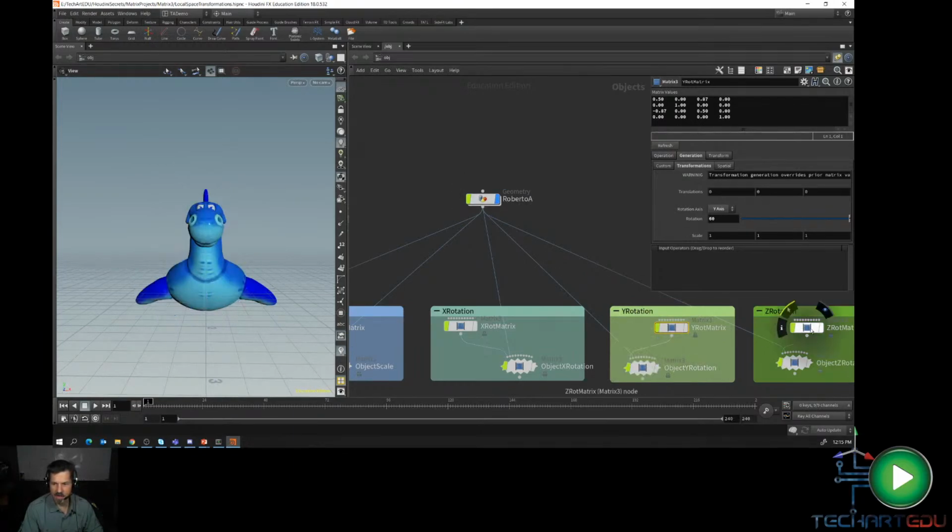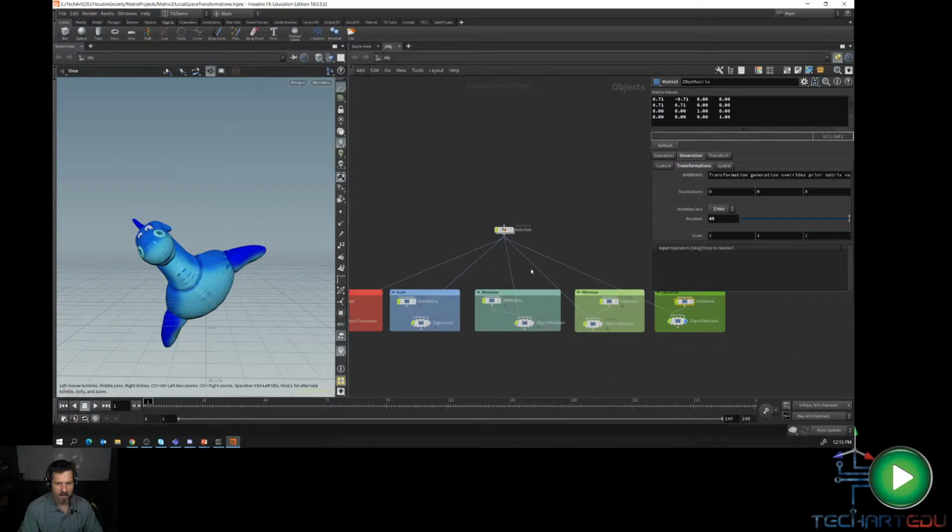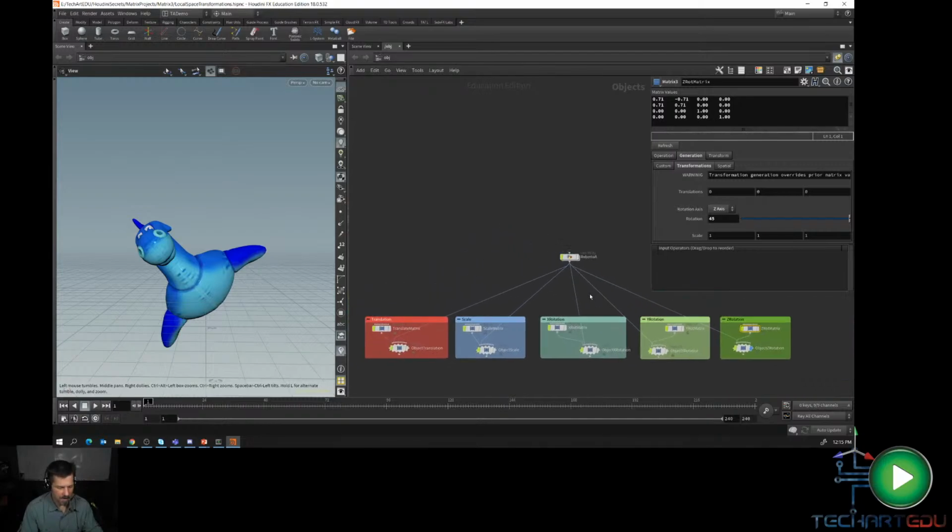We're going to rotate around the z-axis 45 degrees. And here are our sine and cosine values put inside the matrix. So this is what my Z matrix looks like. Okay, let's see what Roberto looks like with the Z axis. We rotated Roberto along the Z axis 45 degrees. All right, now we have a whole bunch of transformations.